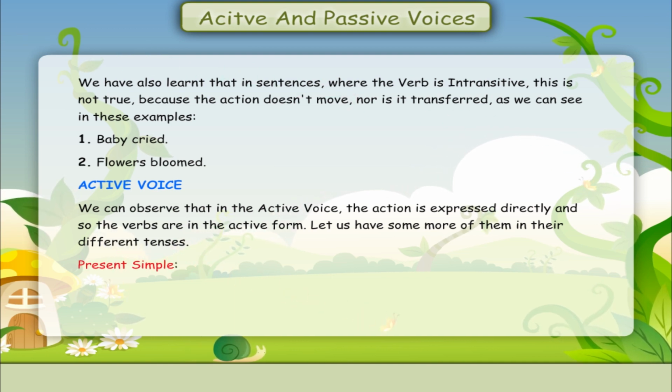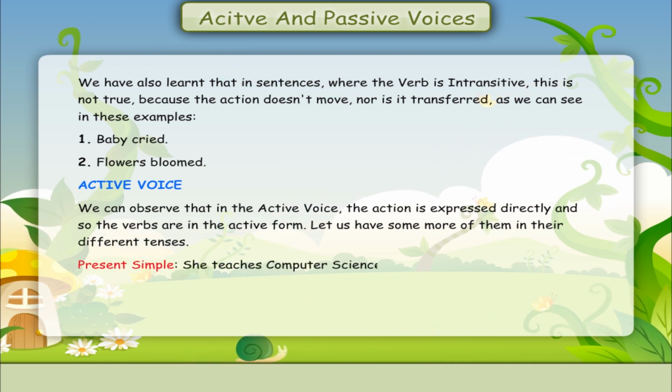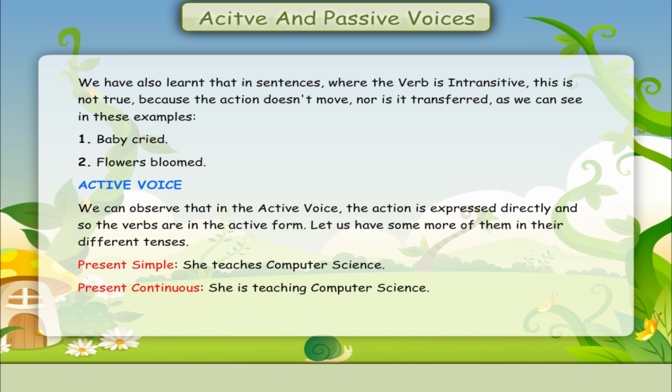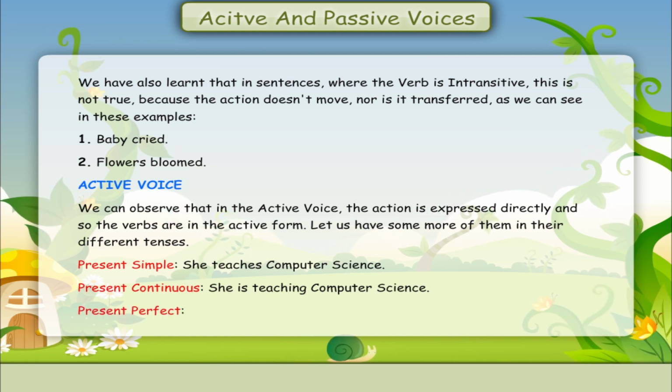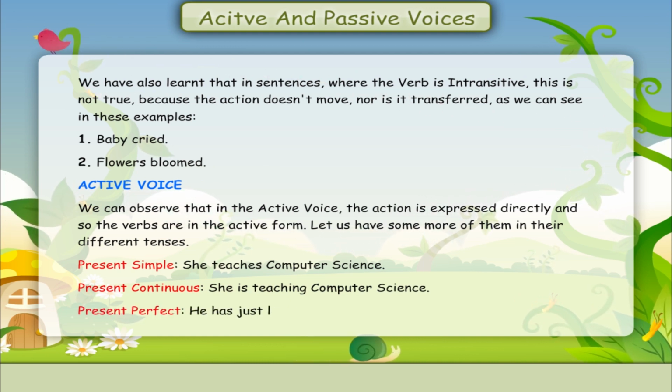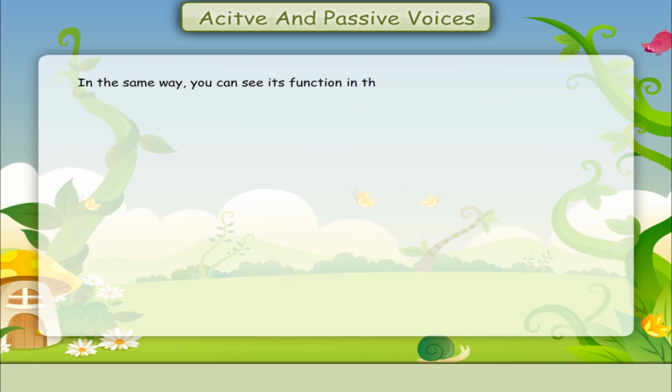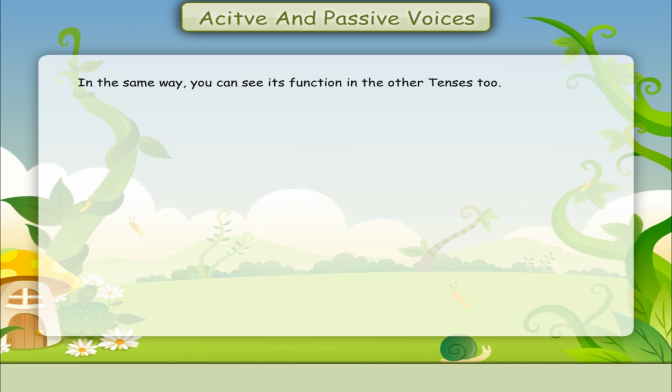Present simple. She teaches computer science. Present continuous. She is teaching computer science. Present perfect. He has just learned computer science. In the same way, you can see its function in the other tenses too.